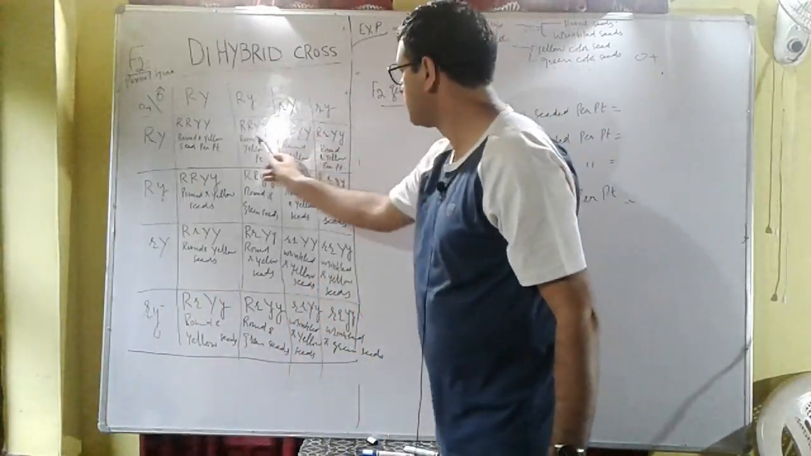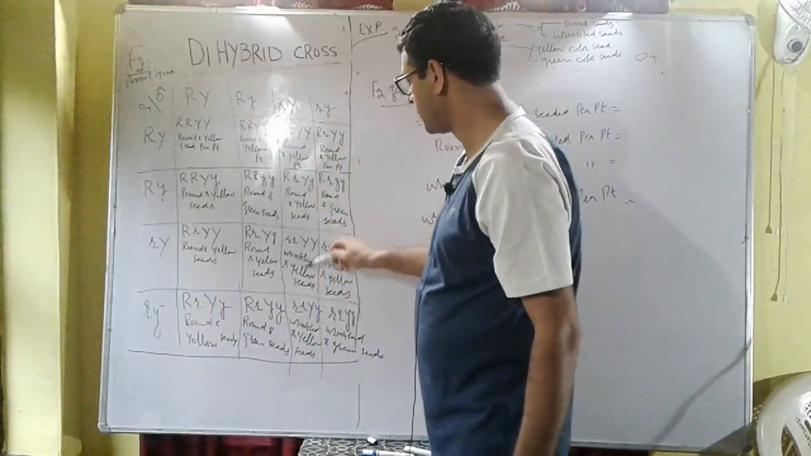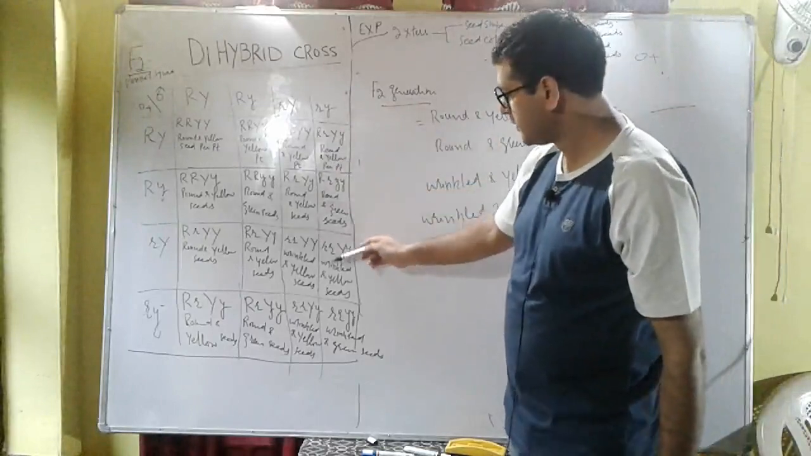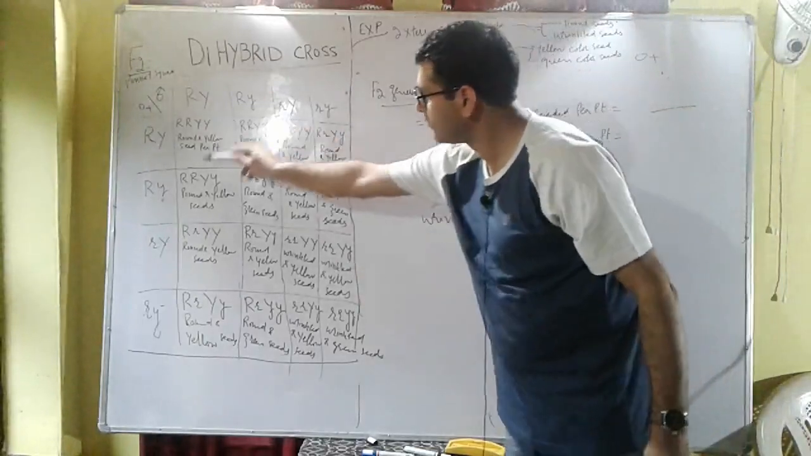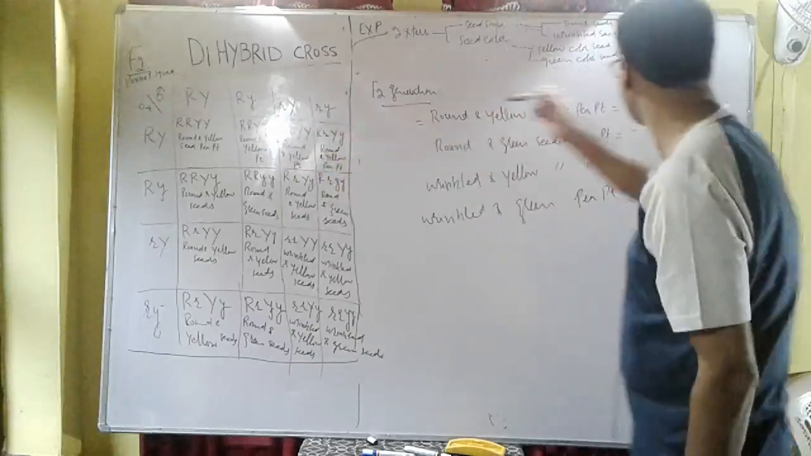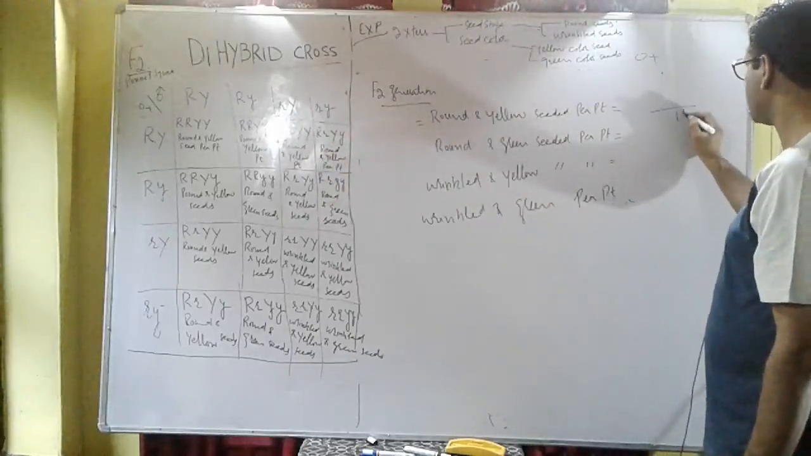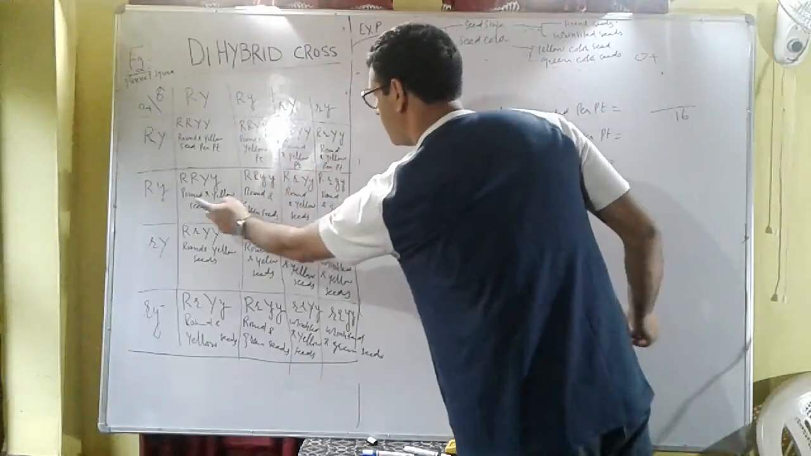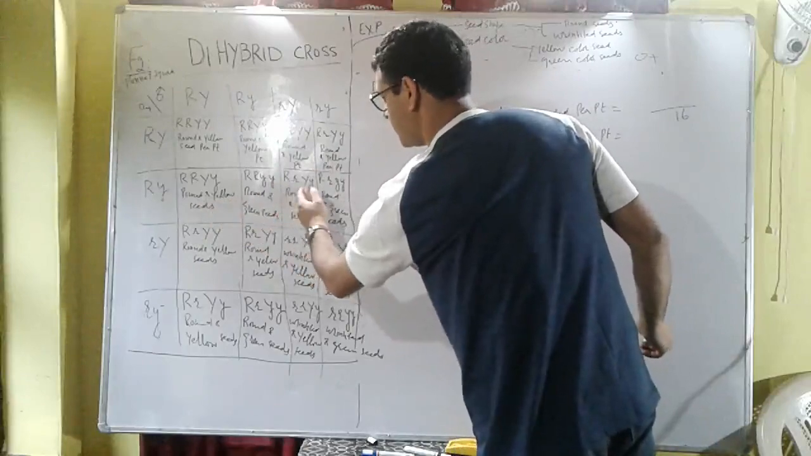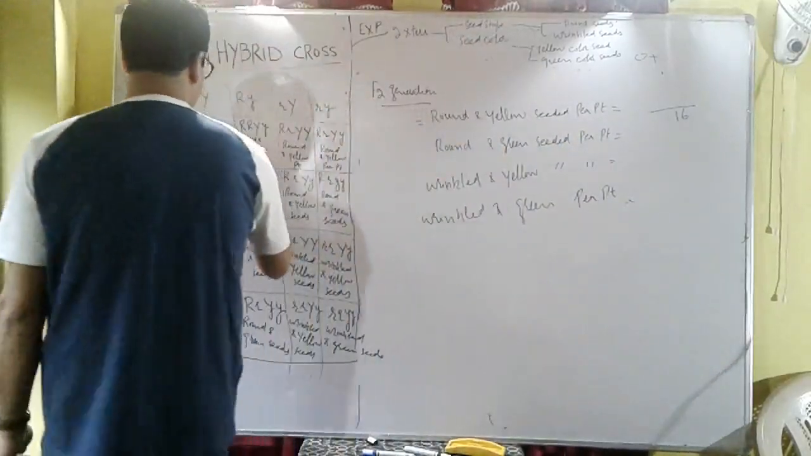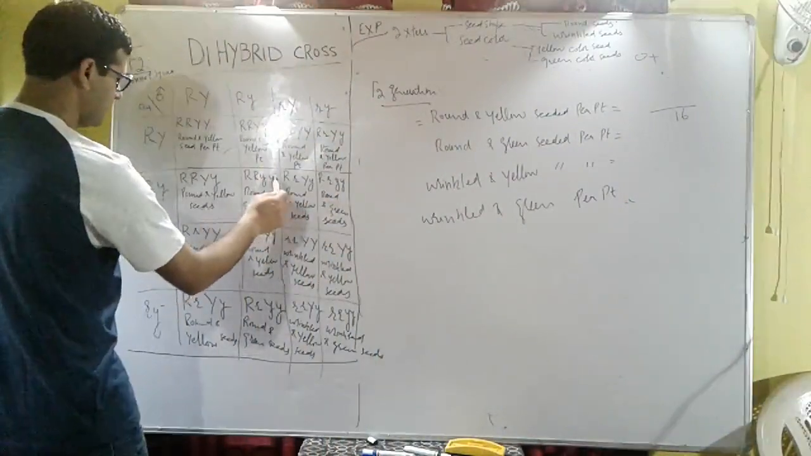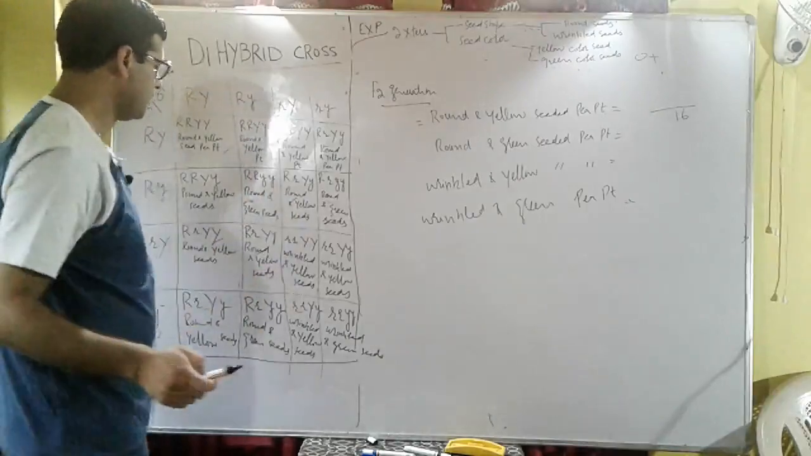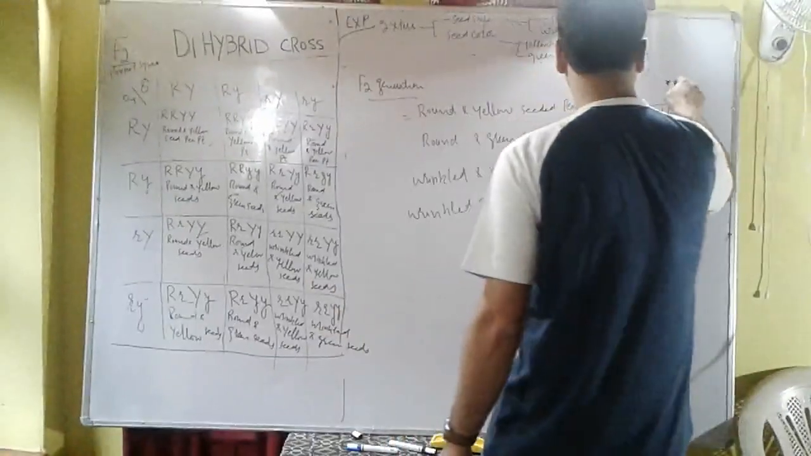How many in total? We have 4, 8, 12 and 16. In total we have 16 individuals. So out of 16, how many are round and yellow? We have 1, 2, 3, 4, 5, 6, 7, 8 and 9. We have 9 round and yellow seeded pea plants.